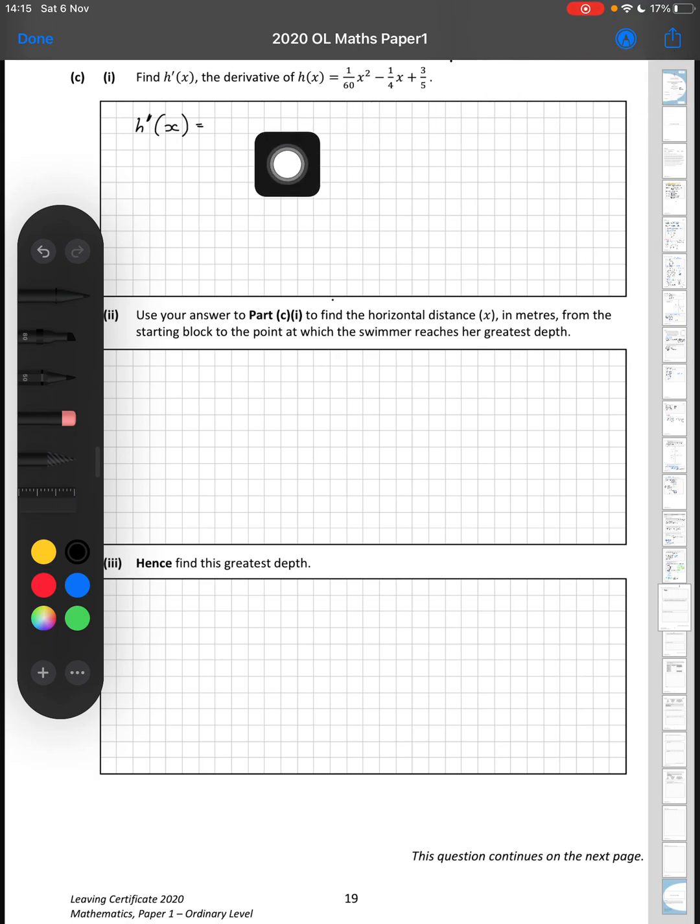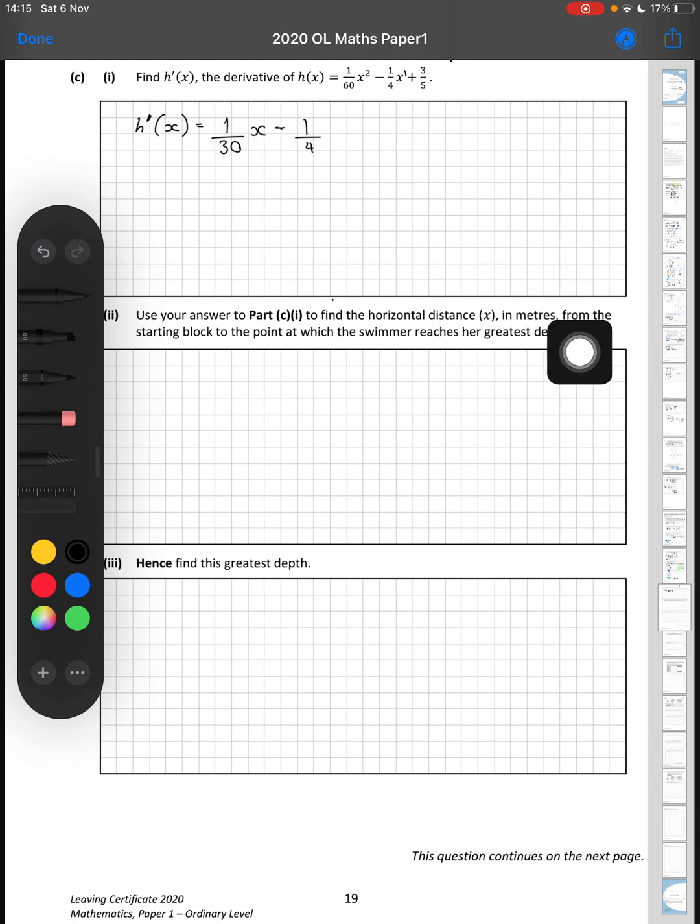Then part B says find h prime of x, the derivative of h of x, and it gives us h of x there. So this is nice and easy. We know how to differentiate that function. So we have h prime of x. We multiply by the power and then reduce the power by 1. So 1 over 60 times 2 is 2 over 60, which is 1 over 30. So it's 1 over 30 and then x, and I reduce the power by 1, so my power is just 1. Then I have minus, and again here my power on the x is a 1, so a quarter is going to stay as a quarter.